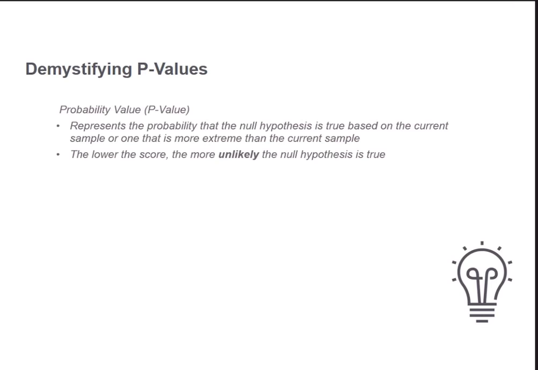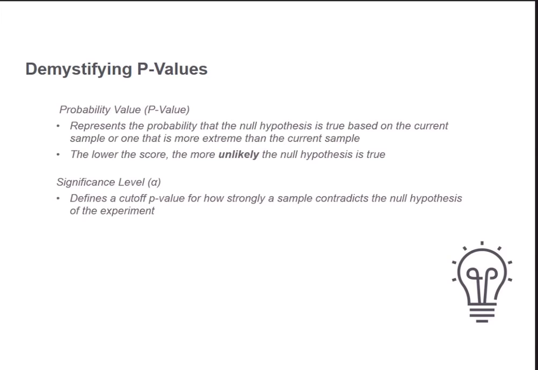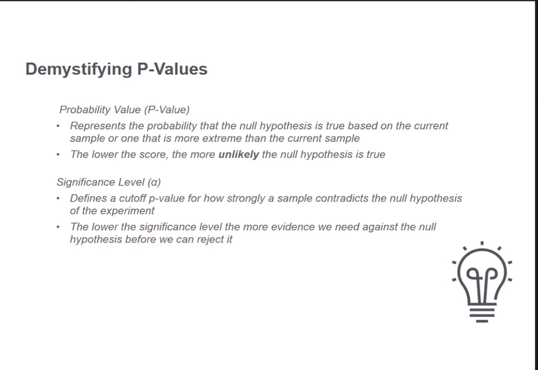But how low is low enough for us to start considering that the null hypothesis isn't actually true? The significance level, also known by the Greek letter alpha, defines how strongly our sample has to contradict the null hypothesis before we consider rejecting it in favor of the alternative. The lower the significance level, the more evidence we need against the null hypothesis before we can reject it. Many industries consider a significance level of 0.05 to be a good cutoff value, meaning that if the null hypothesis has a less than 5% probability of occurring based on our evidence, then we should reject that it is actually true.